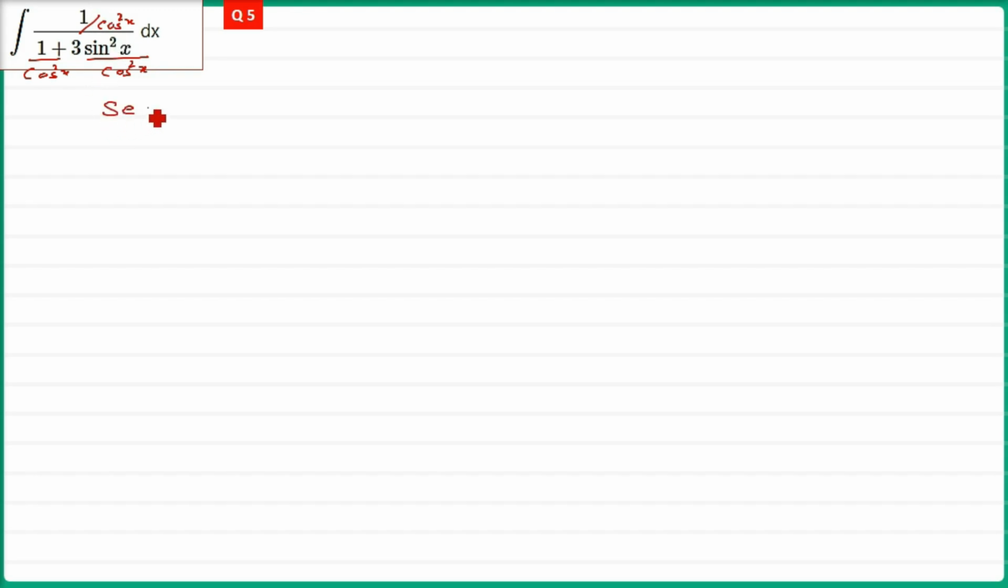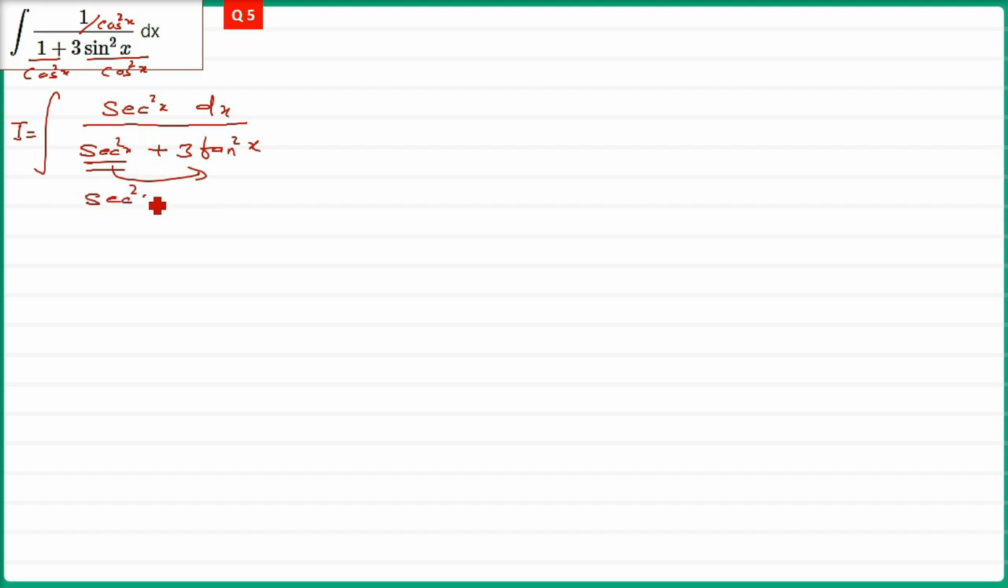So 1 by cos square x is sec square x, dx is already there. In the denominator we have 1 by cos square x, which is sec square x, and 3 sin square x by cos square x; sin by cos is tan, so it would be tan square x. Integration here, and this needs to be integrated. Now we already know that whenever we place tan x equals t, we are going to directly get the sec square x. But what will we do with the sec square x in the denominator?